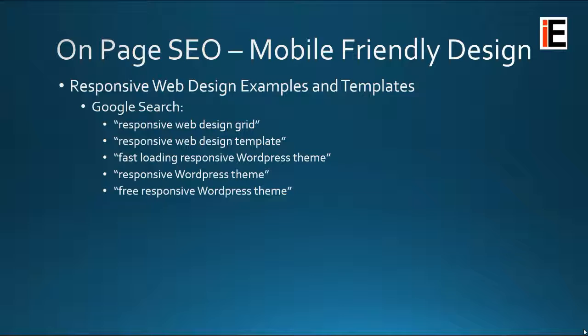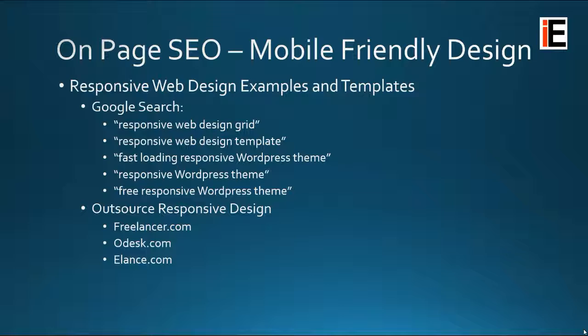Responsive WordPress theme, that's another search phrase you can do. So these are great keyword phrases. Free responsive WordPress theme. These are all phrases that you could plug into Google to come up with design examples or design templates that then you could have somebody modify. You could modify them yourself, and you could learn it on your own, or you could outsource, which is the ideal method. But if you use some of these templates, it might make the process easier for whoever you outsource to. And typical places to outsource this kind of work: freelancer.com, odesk.com, elance.com is another big one.